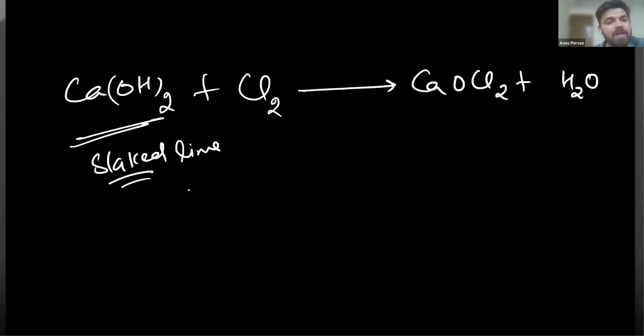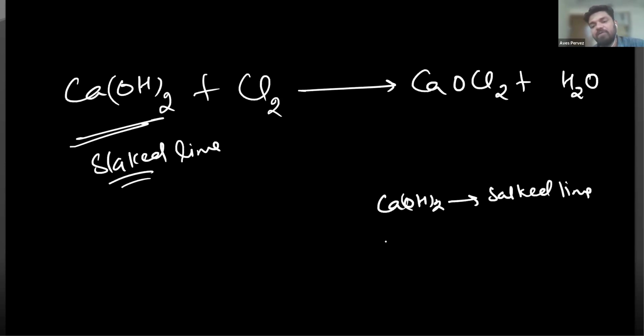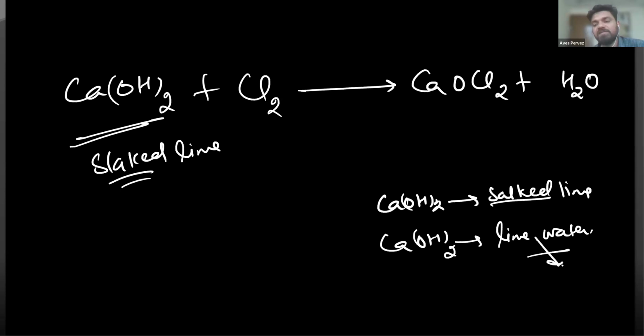Slaked lime and lime water have the same formula. Slaked lime is calcium hydroxide, and lime water is also calcium hydroxide. They have the same formula, but what is the difference? Lime water is in aqueous form, in water, but slaked lime is solid, approximately paste-like, like toothpaste. Lime water is just like a sugar solution, and this is a paste-like structure, dry, you can say, okay?